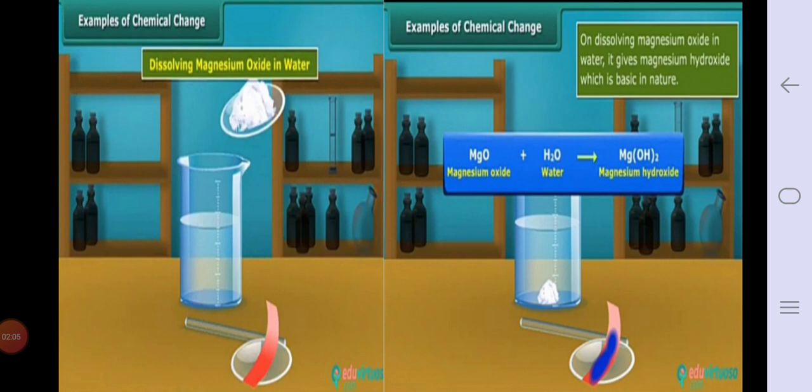On dissolving the ash in water, it forms a new substance. This change can be written in the form of the following equation. Magnesium oxide plus H2O gives magnesium hydroxide. As you have already learnt in the previous lesson, chapter 5, magnesium hydroxide is a base. So magnesium oxide is a new substance formed on burning of magnesium. Magnesium hydroxide is another new substance formed by mixing magnesium oxide with water.